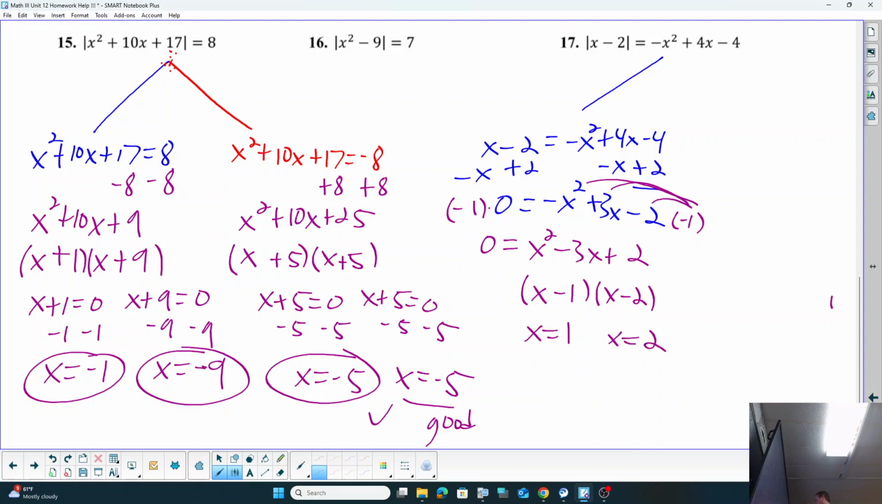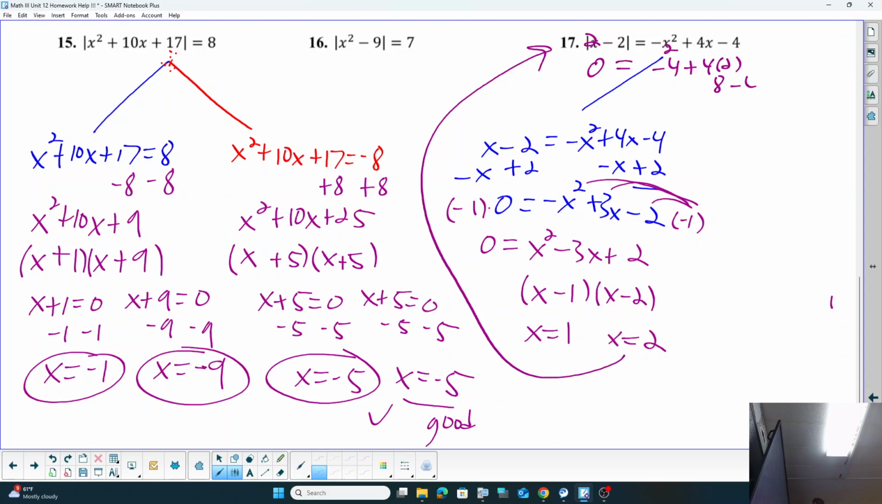But the problem is when you plug it back in, it might not work. So if you plug a 2 in, for example, 2 minus 2 is 0. Negative 2, so you have to square it first and get 4, plus 4 times 2 is 8, minus 4. So that one does work. 2 does work because that's basically a negative 4 plus 8 and another negative 4. That becomes 0, it equals 0. So that one works. But I'm not so sure about the 1.